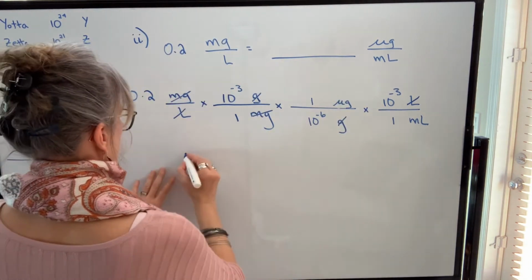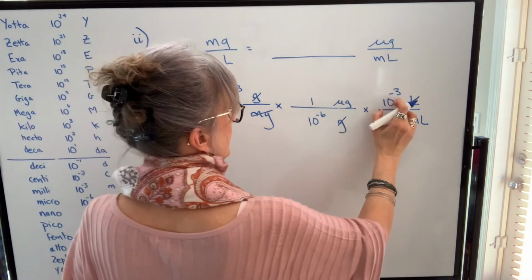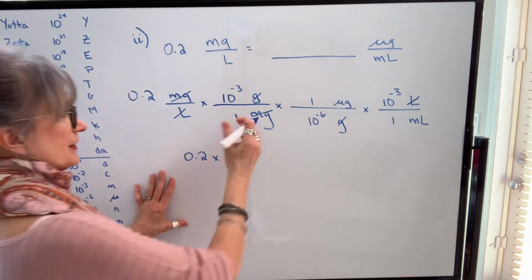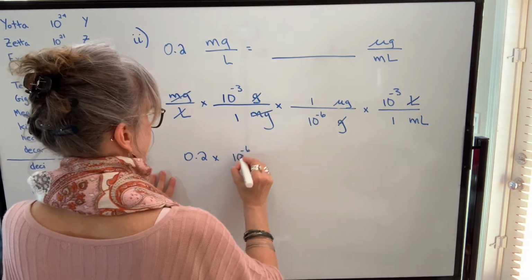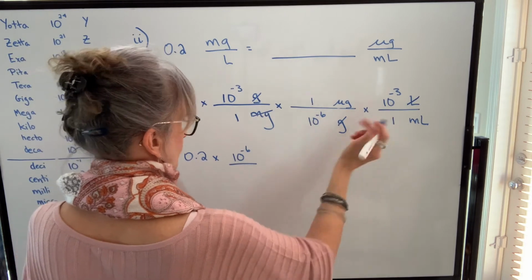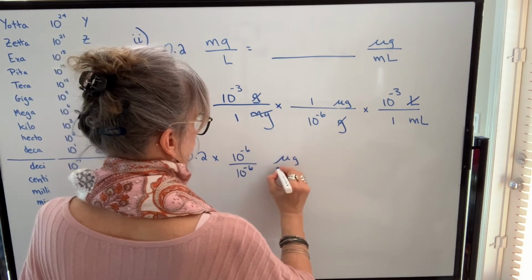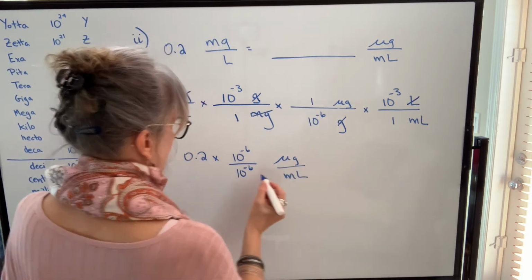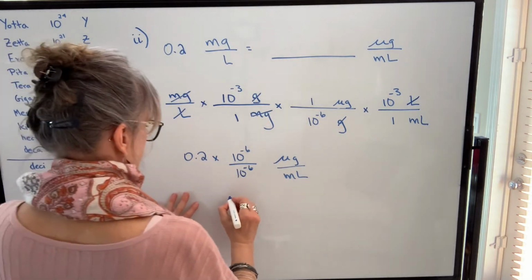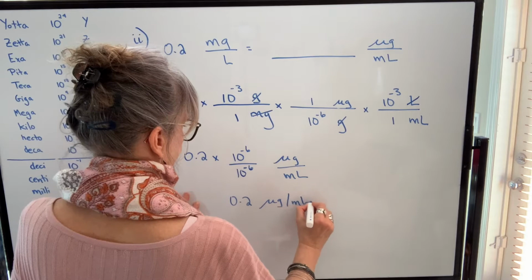Now I do the multiplication. So I'll have 0.2 times 10 to the negative 3 times 10 to the negative 3. When I'm adding powers with the same base, I add the exponents. So that will be 10 to the negative 6. In the denominator, I have 1 times 10 to the negative 6 times 1 will be 10 to the negative 6. My unit will be microgram per milliliter. 10 to the negative 6 times 10 to the negative 6 is a 1. So it'll be 0.2 micrograms per milliliter.